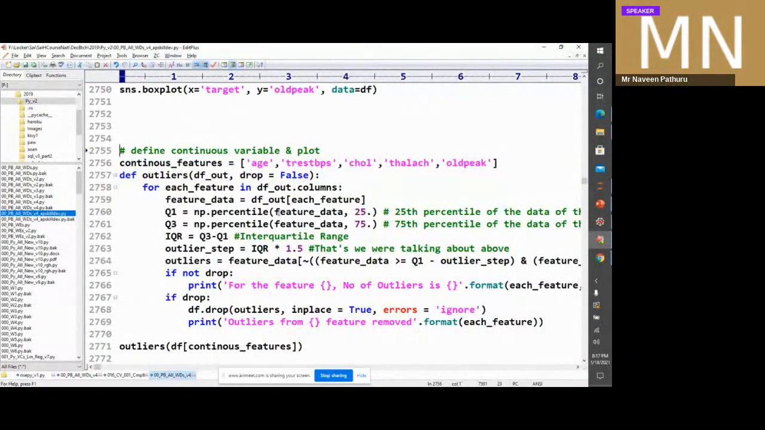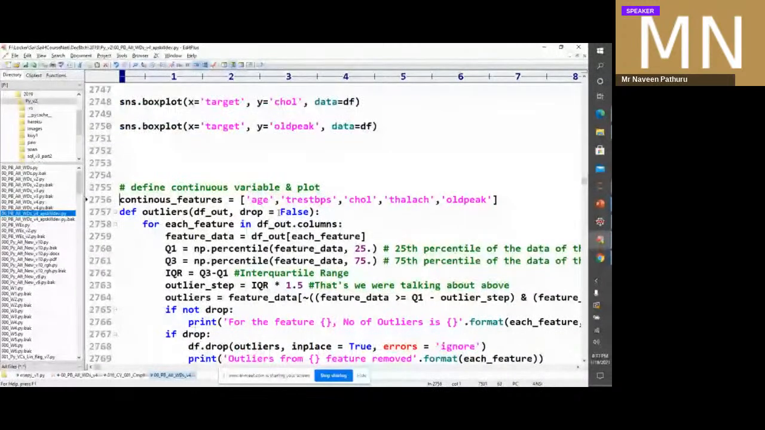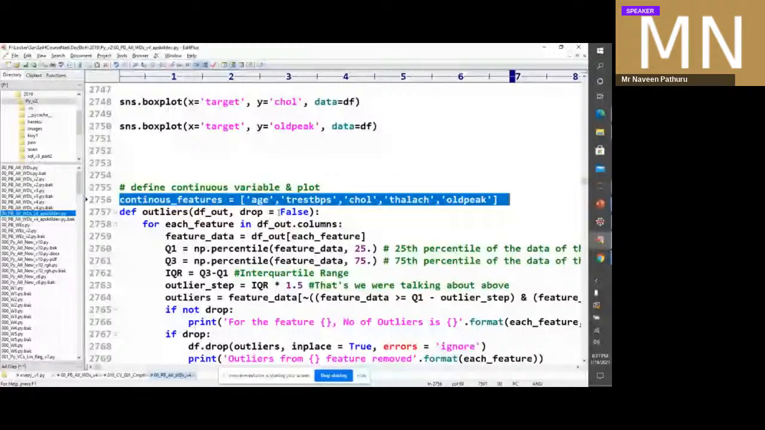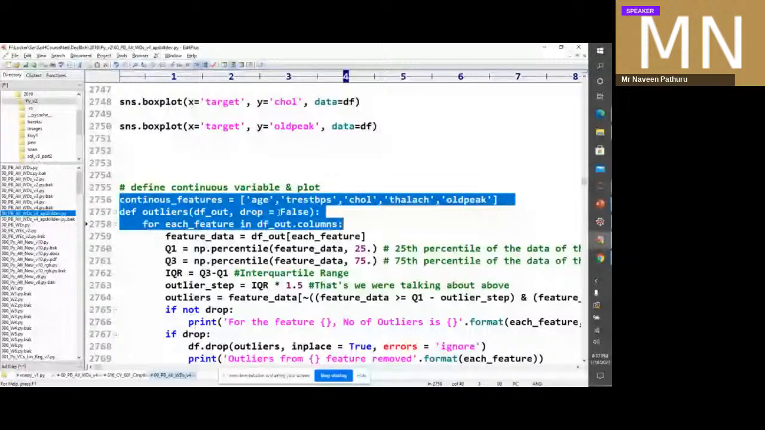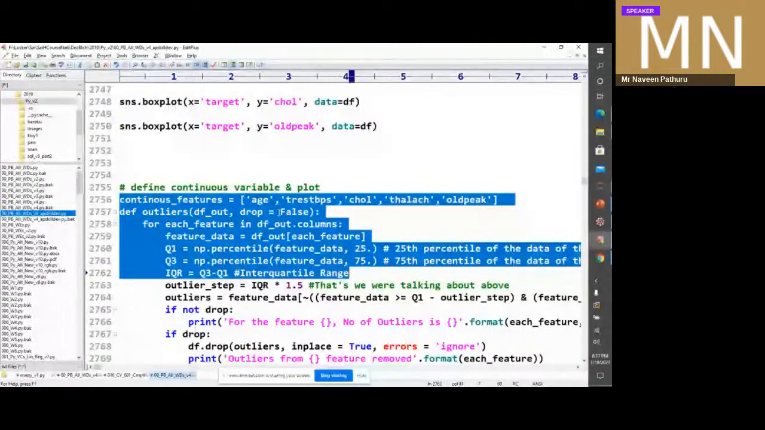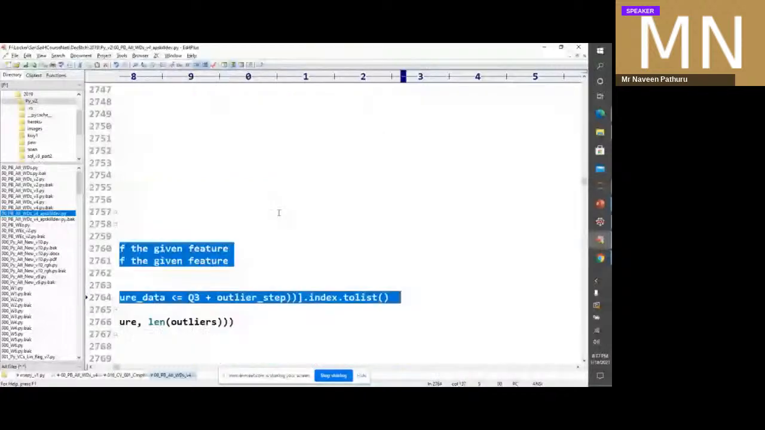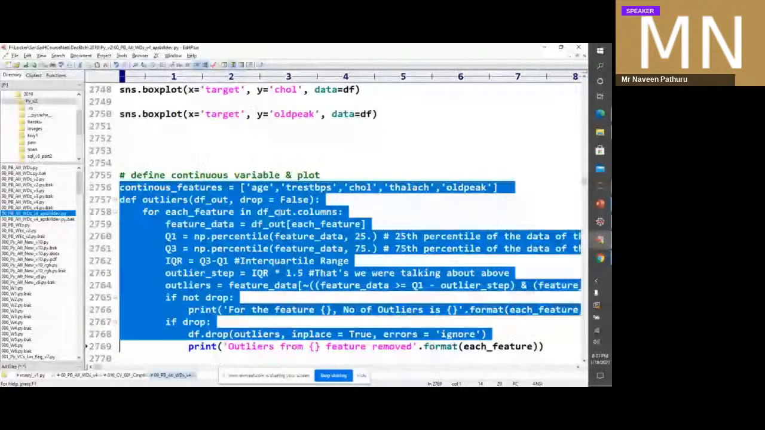But let's see, so these are categorical data. Cholesterol or peak, not necessarily. One of them is categorical there. So let's come back here. Take a look at this. Here is continuous numerical data: age, blood pressure, cholesterol, thalach, and whatever the old peak is. And we have a little function here. This is going to take the data frame. It's going to pick up each of the columns, and it's going to extract the column. It's calculating the Q1, Q3, quartile 1 and 3, and the interquartile range. It's multiplying the IQR with 1.5 to identify the outliers. And here is where it's doing its calculation to identify the outliers. And if we would like, we can also remove the outliers.